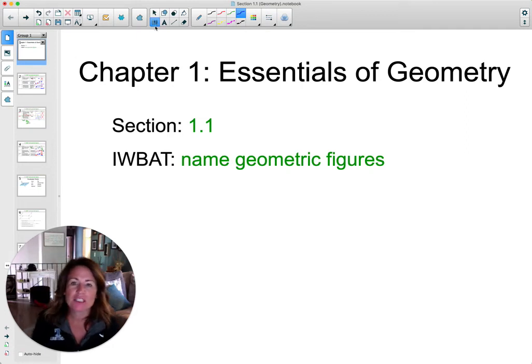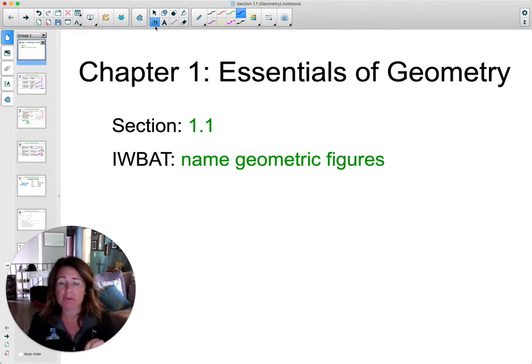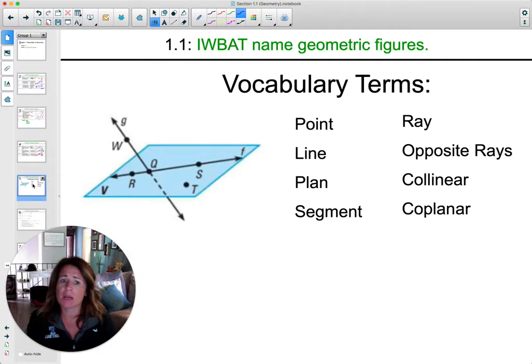If you haven't watched it yet, make sure you watch the video that I posted about the vocabulary from section 1.1. This video is going to be going over examples of using that vocabulary. So we learned about all of these different vocabulary terms in the last video, looking at what they are on a diagram. So I talked about what each of these things are.